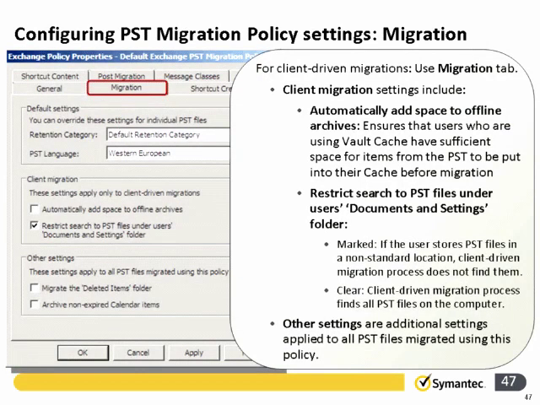This is showing us the PST migration policy settings. On the migration tab, we've got several different settings that can be configured. One is overriding the retention category, as well as specifying the language that is associated with the particular PST file. For the client migration section, we can specify whether or not we wish to automatically add space to the offline archives, and whether we want to restrict the search to the PST files under the user's documents and settings folders. So again, when the client is searching for the PST files on their local machine, do we want to look for every PST file or just the ones in their profile? There are some additional settings configured on the migration tab as well, which include whether you want to migrate the deleted items folder, and whether you want to archive non-expired calendar items.